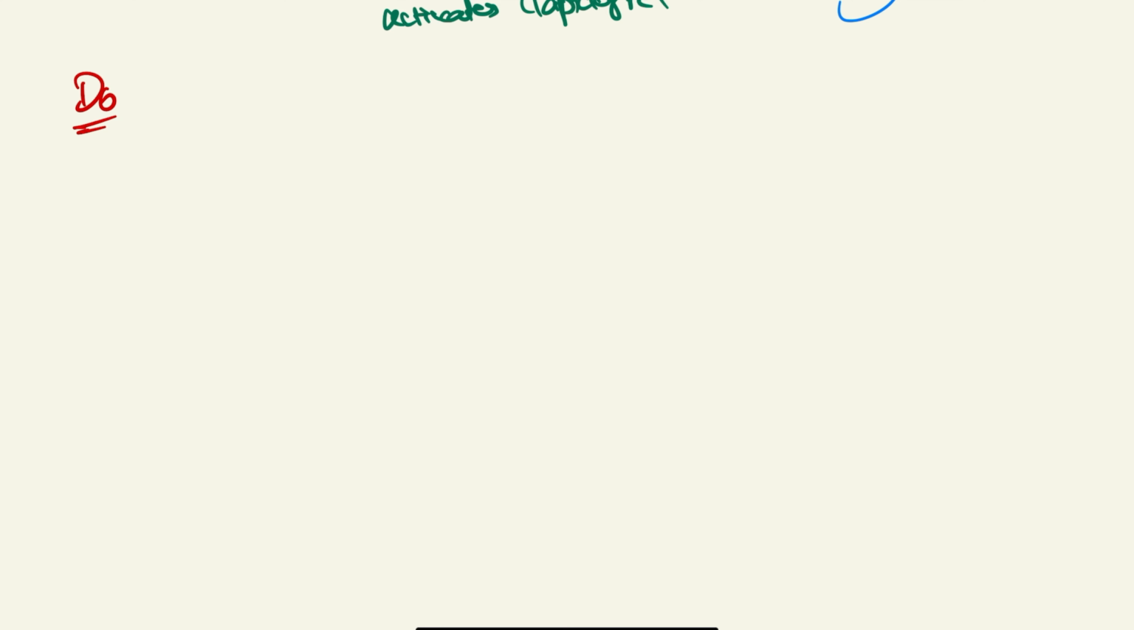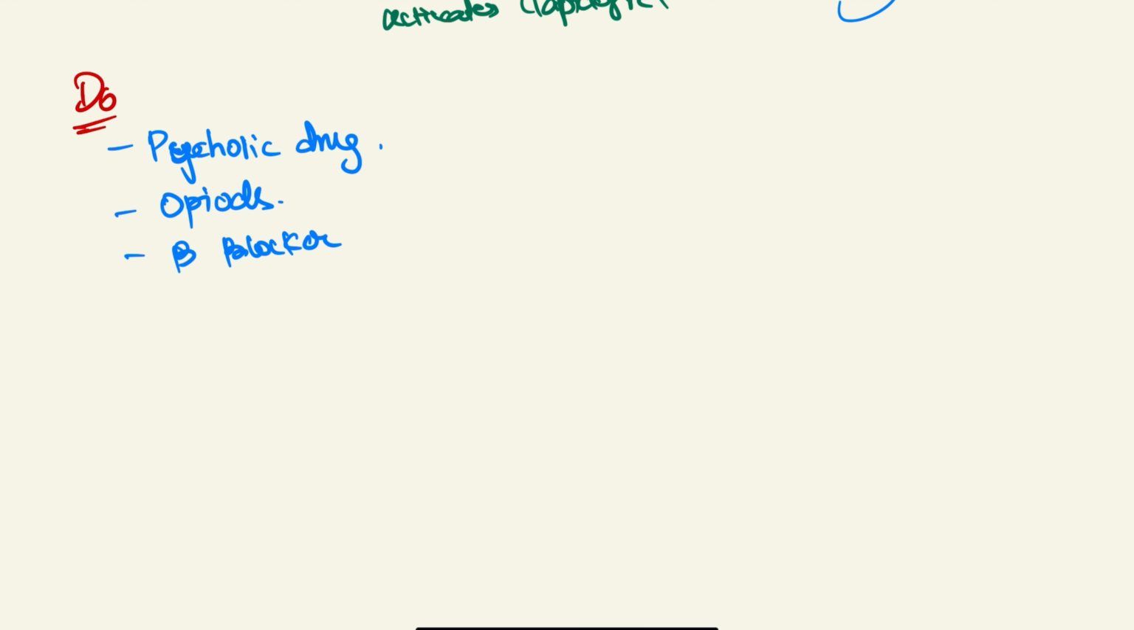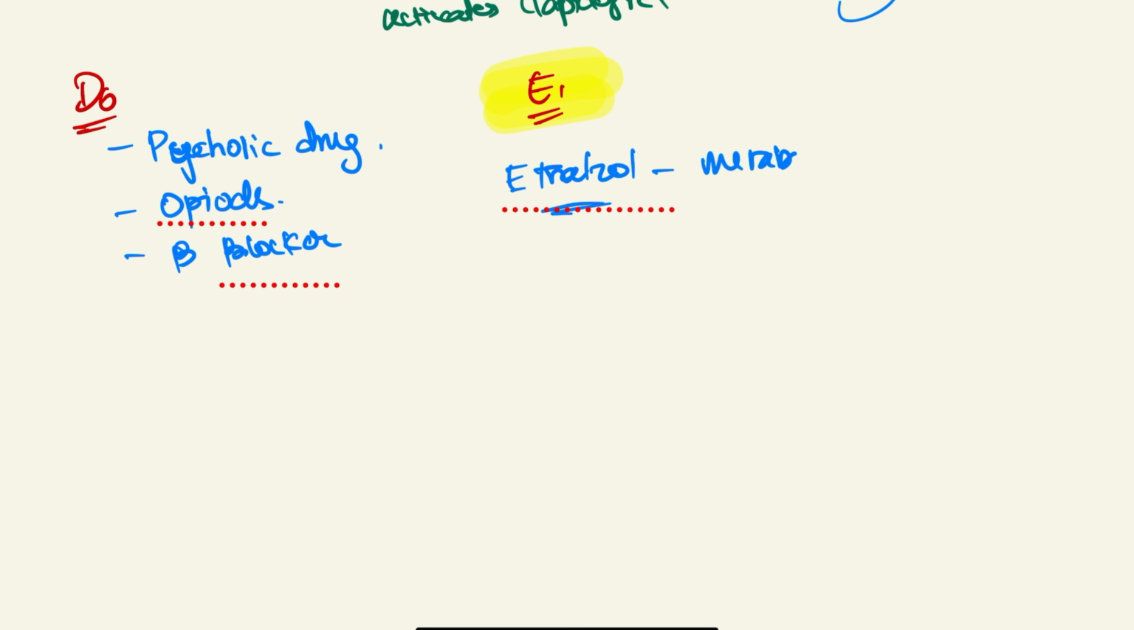Then comes cytochrome P2D6. For this D6, remember everything includes the letter P: psychotic drugs which start with P, opioids which have P in it, and all the beta blockers. Remember that. And then comes cytochrome P2E1. Now E for ethanol.